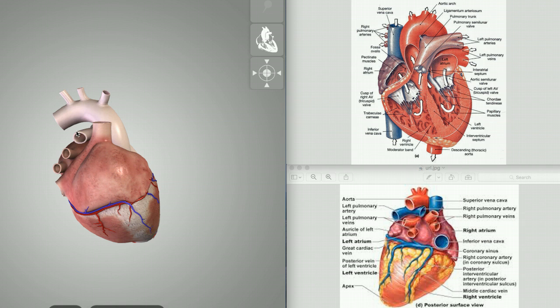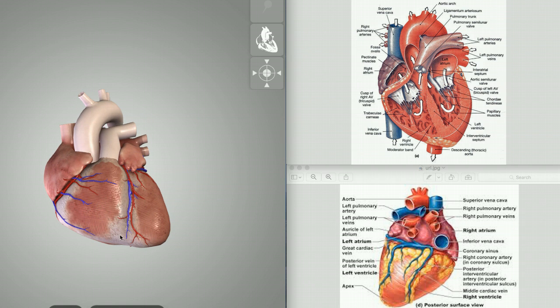Now, if we were to swing back around to the heart, so that's basically the basic surface anatomy. So you have the left atrium, right atrium, you have the left ventricle around the back, and here you have the right ventricle, which surrounds the whole of the front.